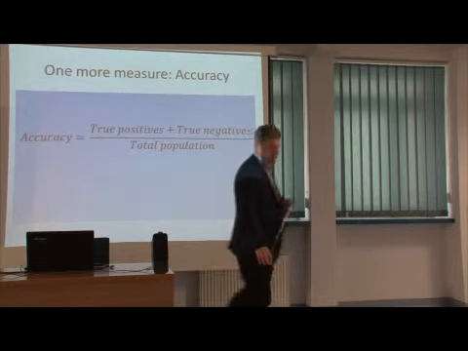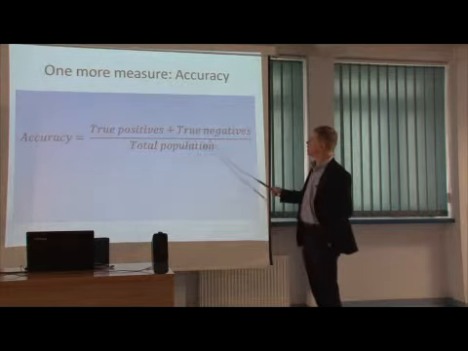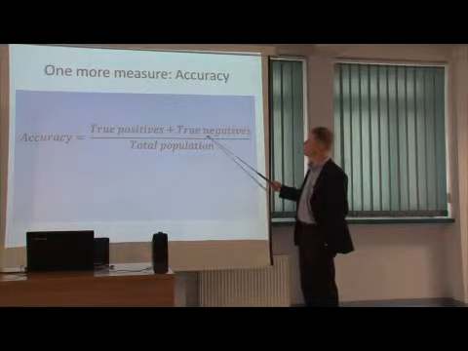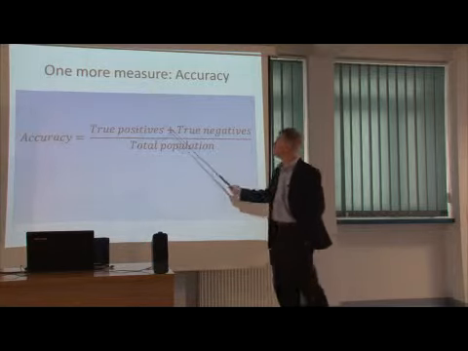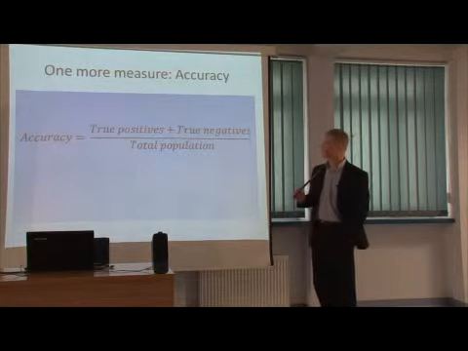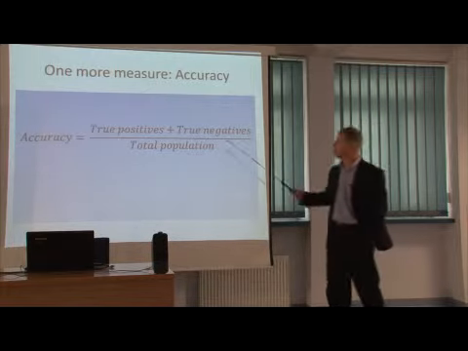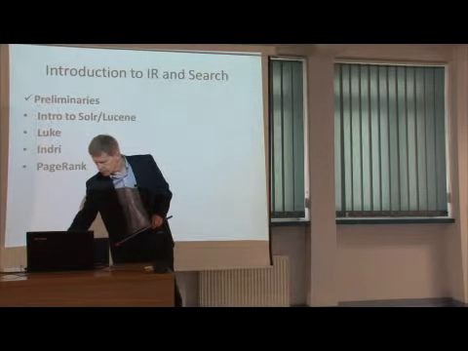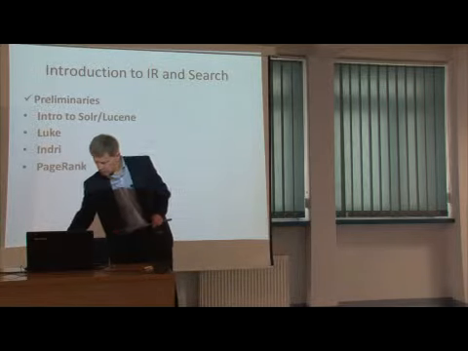There is another measure called accuracy, which is true positives plus true negatives over the total population. That is sometimes useful. Accuracy is something we measured in Watson. Just for the sake of completeness and to mention the term, I'm putting it here on the slide. All right, so let's look at Solr and Lucene.